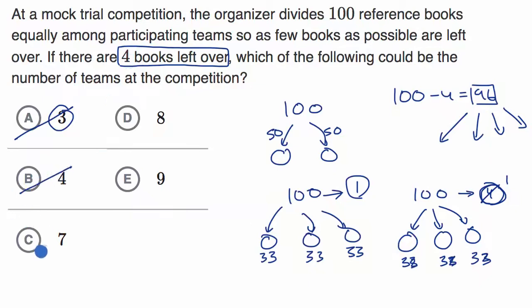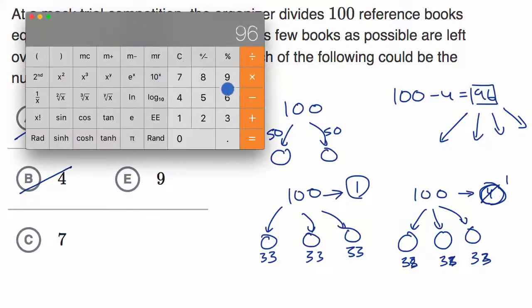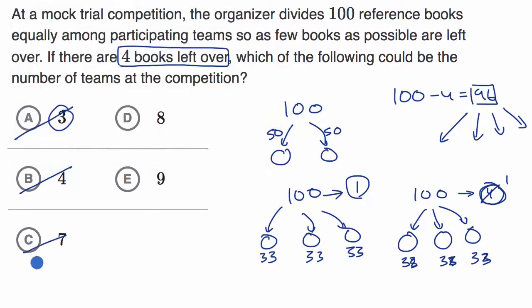Now what about choice C? Well, 96 is not divisible by 7. You could use a calculator to verify that if you like. If you just say 96 divided by 7, it's not cleanly divisible, we get 13 point something, so I'll rule out our 7.